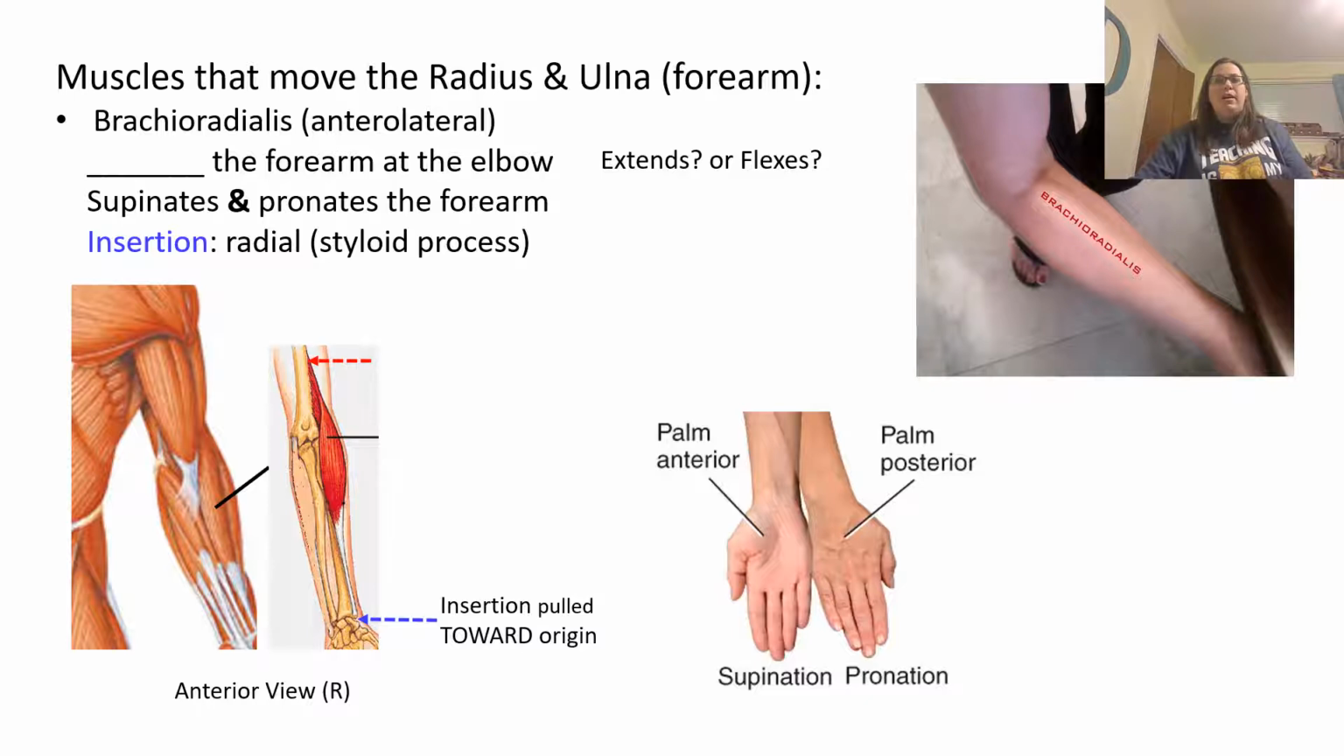Another one is called the brachioradialis. This one's going to help you flex your forearm as well. It's going to help you supinate and pronate your forearm. And so a lot of times if you supinate, you can feel the brachioradialis when you are supinating and pronating. The insertion is on the radial styloid process. So it's way down here on that styloid that's down here by your thumb. Okay, that's where the insertion is located for the brachioradialis.